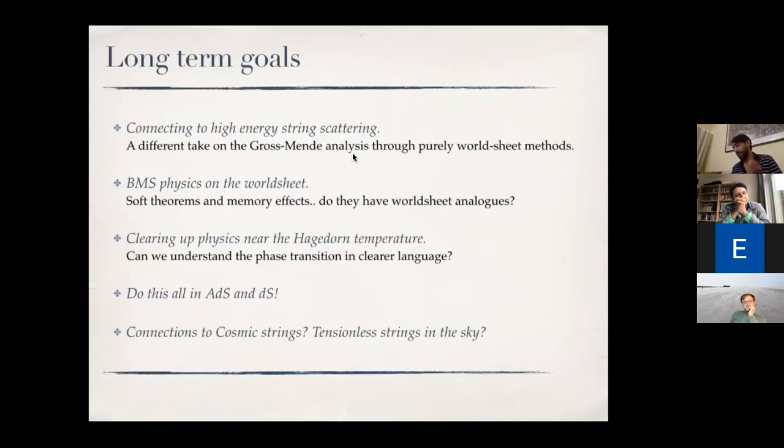And this is the last slide, which is what some long-term goals are. We'd like to understand, if we can understand Gross-Mende through this, does BMS physics on the worldsheet, things like soft theorems, memory effects, do they have worldsheet analogs? We want to clear up what is happening here. This Hagedorn transition, can we understand the phase transitions in a clearer language? We want to maybe do this in AdS and dS.